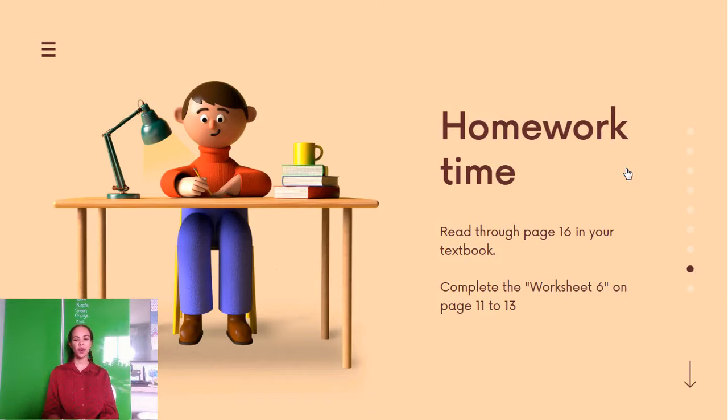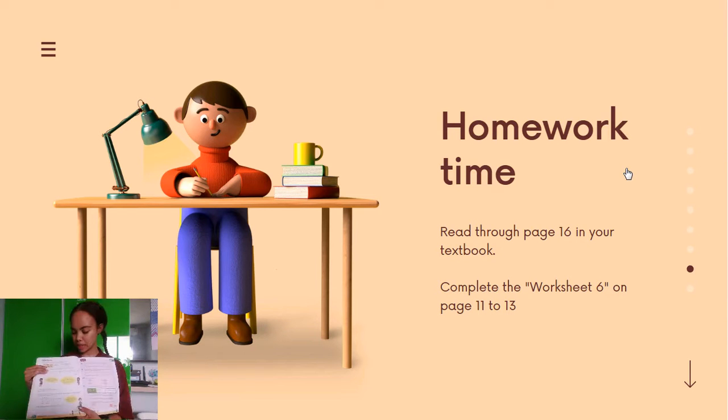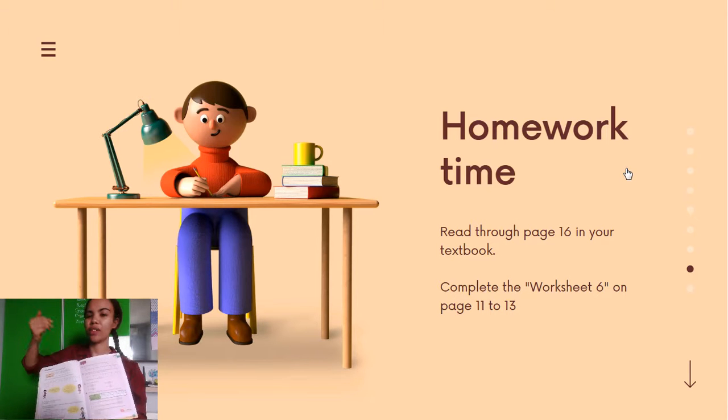So finally, for your homework, you can read through page 16 in your textbook. Page 16 in your textbook deals with everything we spoke about today. How to use the number line to answer questions. They're going to ask you about the temperature on different days. And they're going to ask you what happened from Monday to Tuesday. Did the temperature go up or did it go down? Did it get hotter? Did it get colder? How much did the temperature change by?